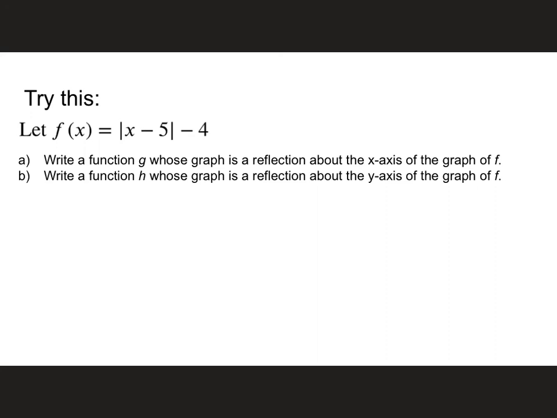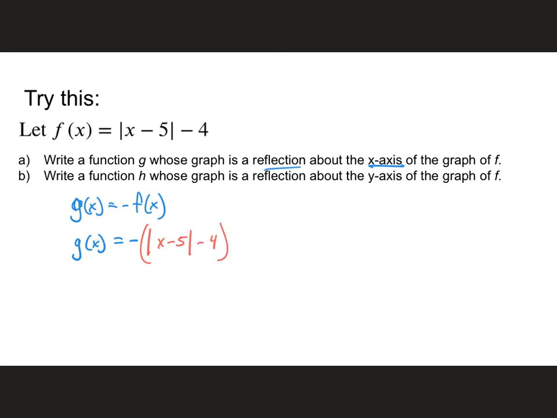Okay, so for part A, we're looking for that reflection about the x-axis. So I know that g of x is equal to the opposite of f of x, negative f of x, based upon the rule that I know, that reflection about the x-axis. Okay, so when I rewrite this, g of x is equal to negative, and I replace that with the absolute value of x minus 5 minus 4, and it's that whole quantity, and I need to remember that.